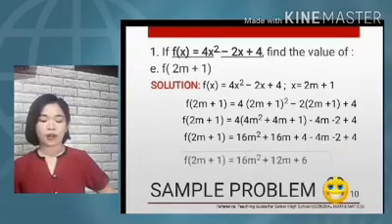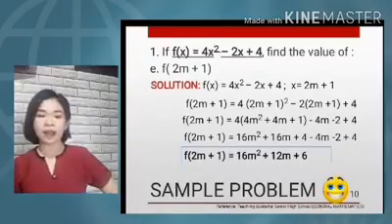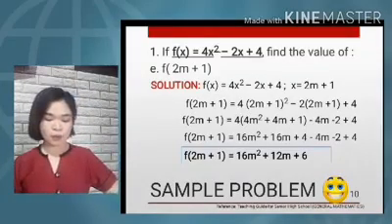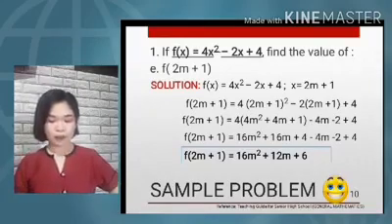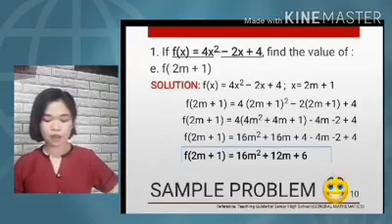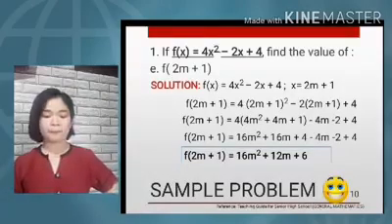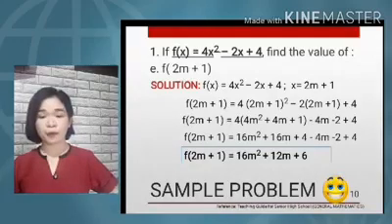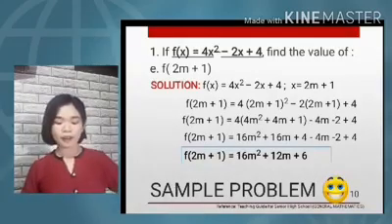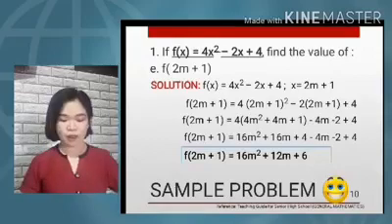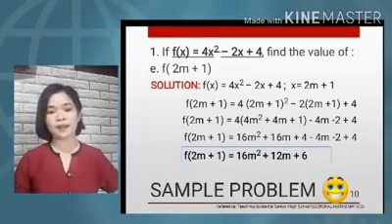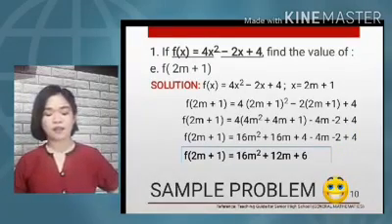So from here, combine like terms. We can combine like terms if they have the same variable with the same exponent. So in this case, 16m squared is alone, so simply copy. And then 16m minus 4m is 12m. Okay, so positive 12m. And then the constants, positive 4 minus 2 is 2, plus 4, which is 6. So we end it here. Therefore, f of 2m plus 1 is equal to 16m squared plus 12m plus 6. So this is the final answer. Okay?